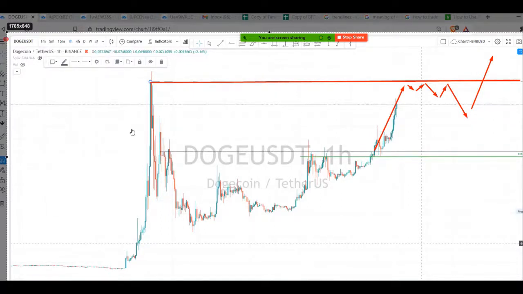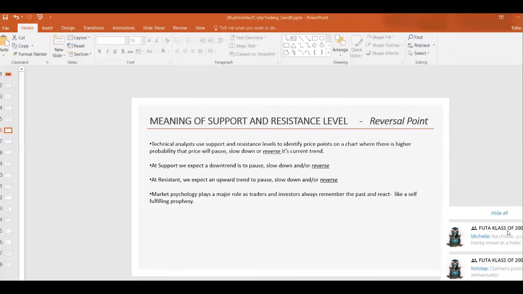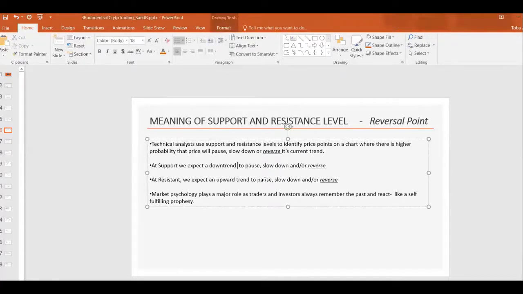Okay, so let's go back to our slide. Technical analysts use support and resistance levels to identify points on the chart where there is a higher probability that price is going to either pause, slow down, or reverse its current trend. At support, we expect a downward trend to pause, slow down, or reverse. Similarly, at a resistance point, we expect an upward trend to either pause, slow down, or reverse.